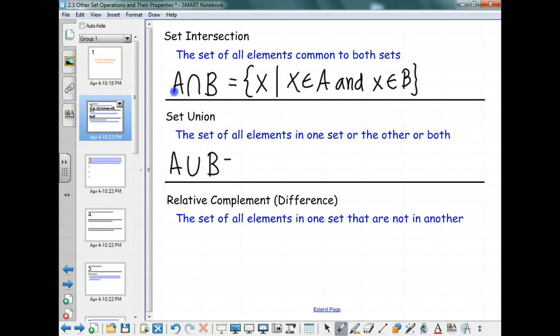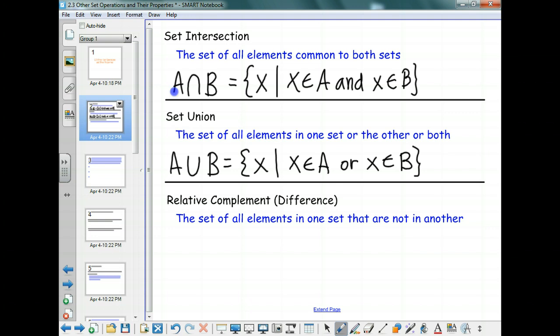And the notation for that is described as X such that X is an element of A or X is an element of B. And that or is the inclusive or. It means either or both. So it could be in the first set, it could be in the second set. It could be in both sets, and that'd be okay.